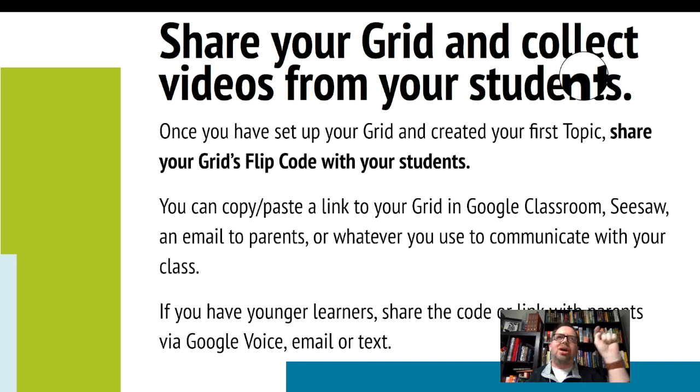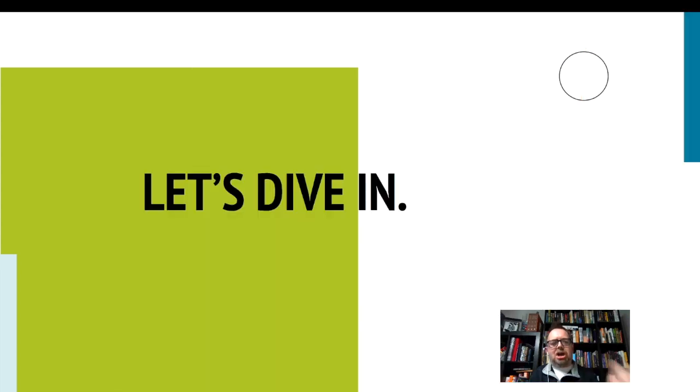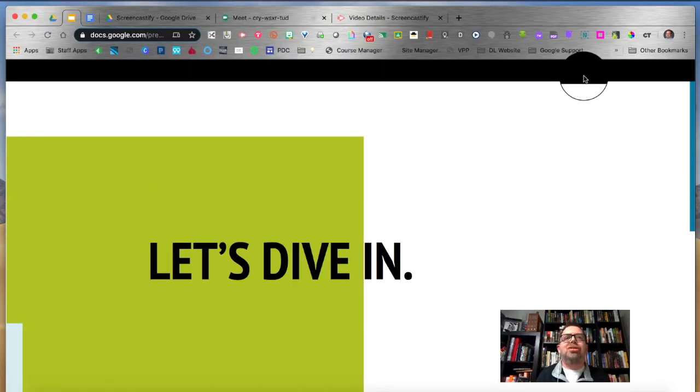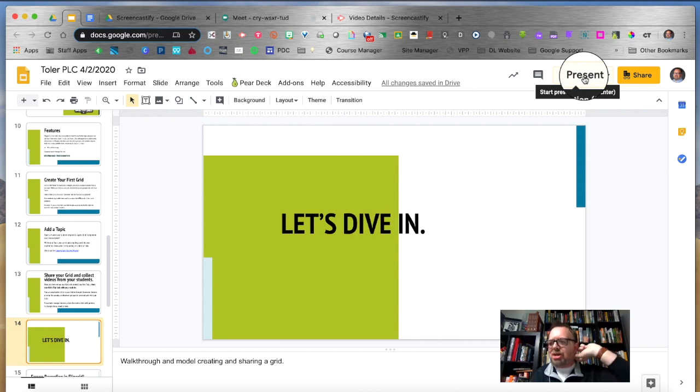Lastly, once you set up your grid and you set up the topic, you want to share your grid's Flip code with your students. So think that code that your students use to join Google Classroom or join Seesaw. There's a code there. You can also copy and paste the link in Google Classroom or in Seesaw, so they just have to tap on it. Okay. If you have younger learners, consider sharing the code or the link with parents via Google Voice, email, or text. All right, so let's jump into Flipgrid. I am going to make this fast. I know I'm getting cut short on time here.